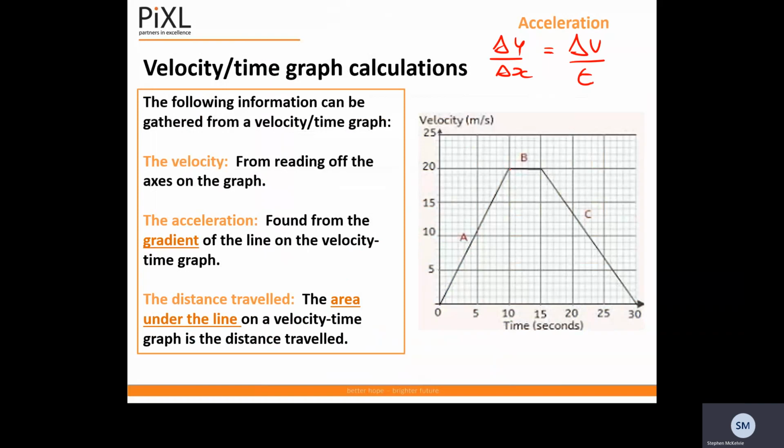The distance traveled is the area under the line. To find the area under the line, you just need to draw out the shape that is under the line.